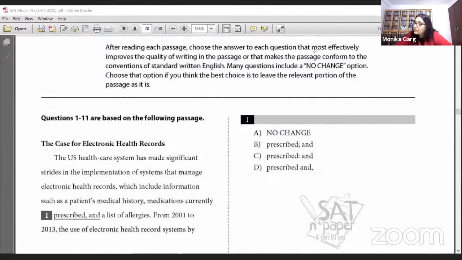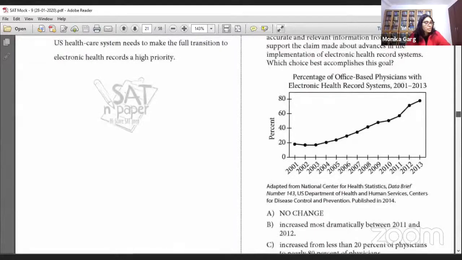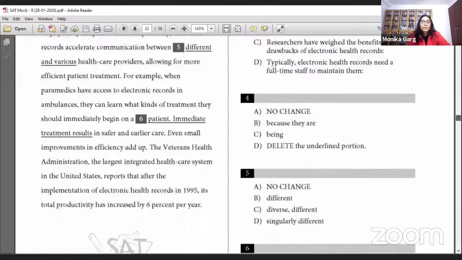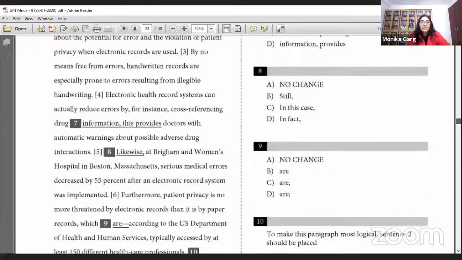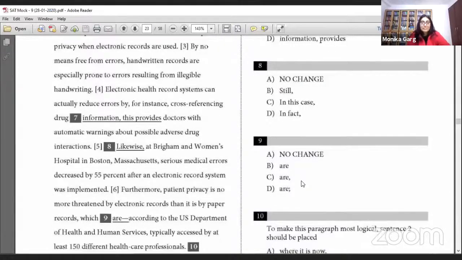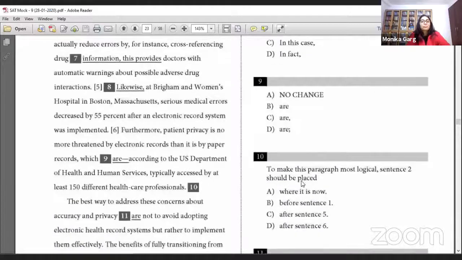This was a question based on punctuation. Moving on to next questions. As I told you, you get at least 7-8 questions like this. So for question number 9, this is a very easy question though.